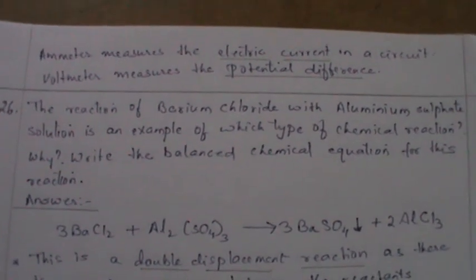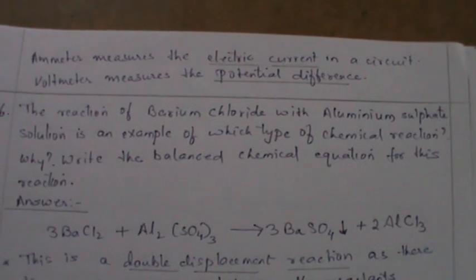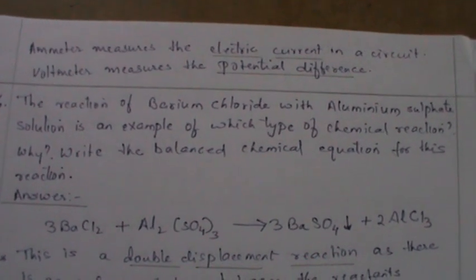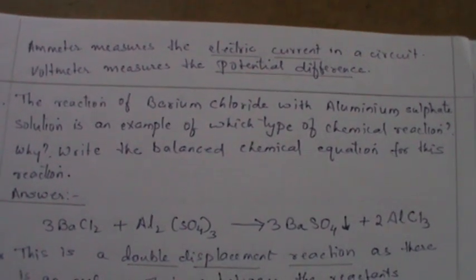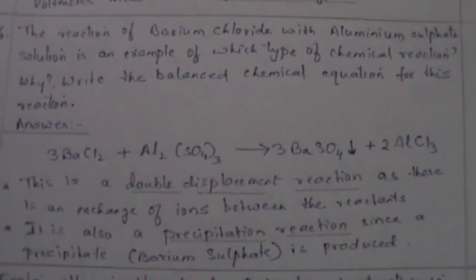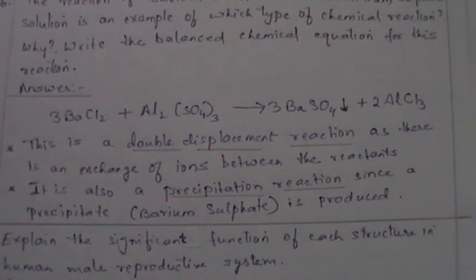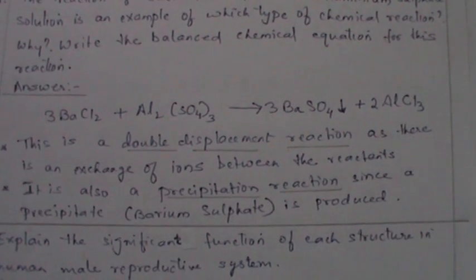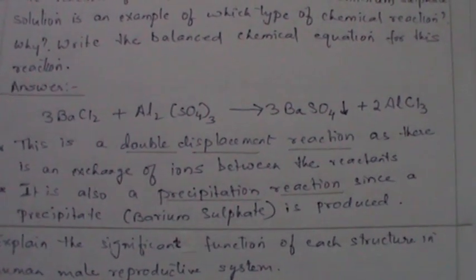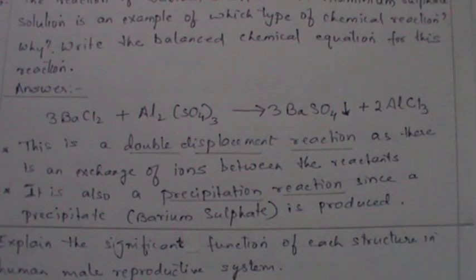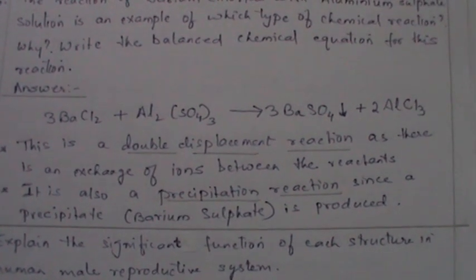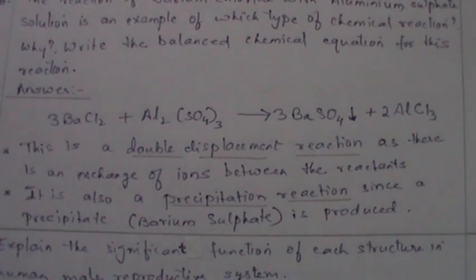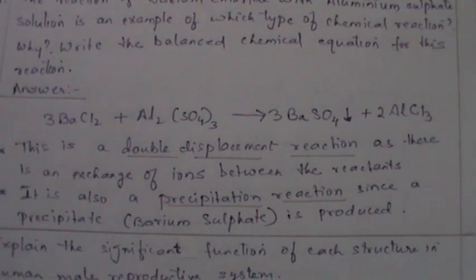Question number 26. The reaction of barium chloride with aluminum sulfate solution is an example of which type of chemical reaction? Why? Write the balanced chemical equation for this reaction. Answer. 3BaCl2 + Al2(SO4)3 gives 3BaSO4 + 2AlCl3. This is a double displacement reaction as there is an exchange of ions between the reactants. It is also a precipitation reaction since a precipitate, barium sulfate, is produced.